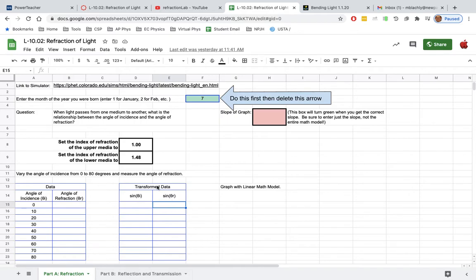And so the relationship you have: on the x-axis, you'll have the sine of the angle of incidence, and on the y-axis, you'll have the sine of the angle of refraction. And you're going to look for a relationship between these two things right here, okay?